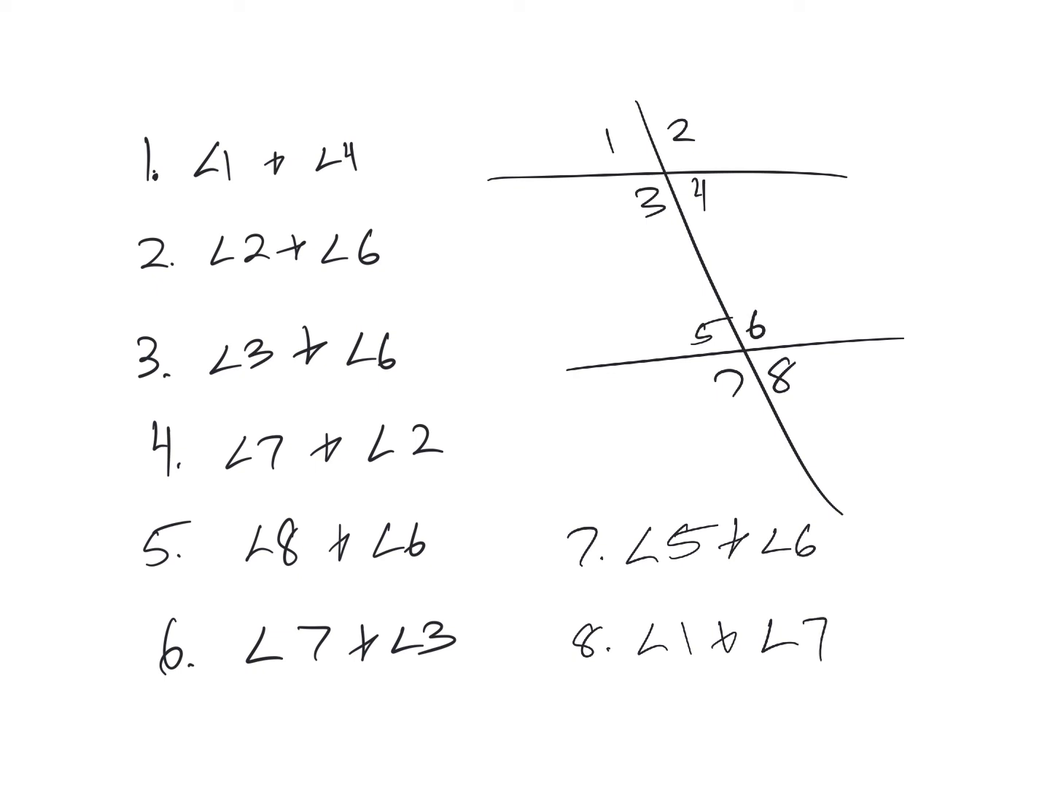All right, here we go. Angle 1 and angle 4 are vertical angles. Angle 2 and angle 6 are on the same side of the transversal, so they're either consecutive or corresponding. Angle 2 is obtuse, angle 6 is obtuse. Corresponding.